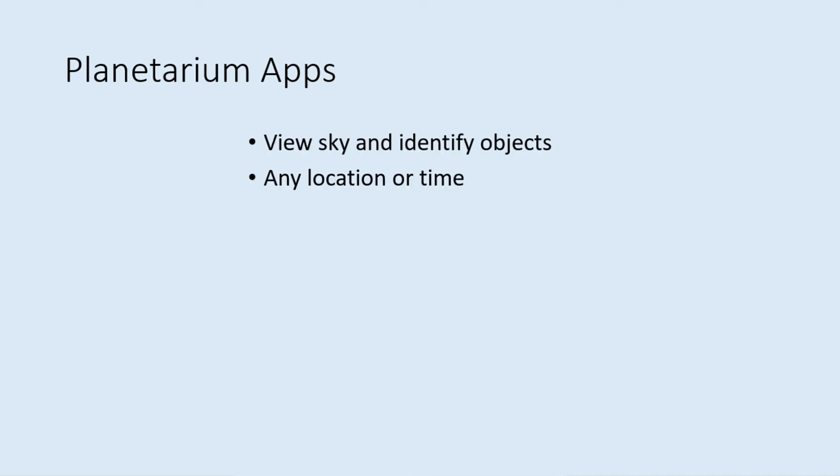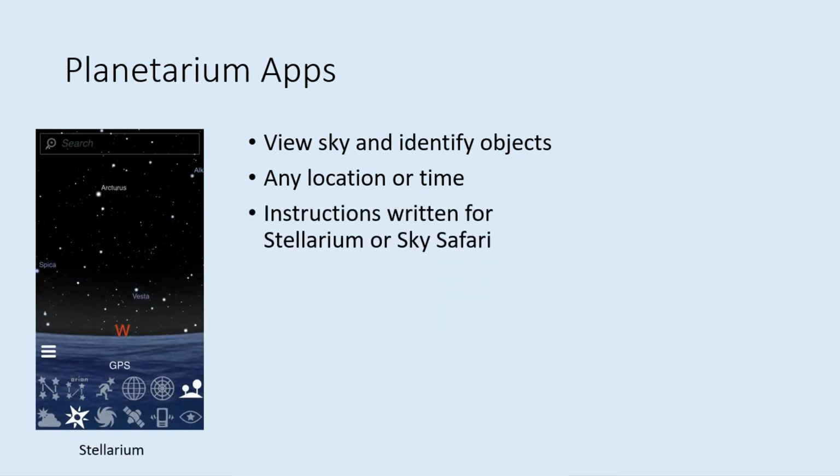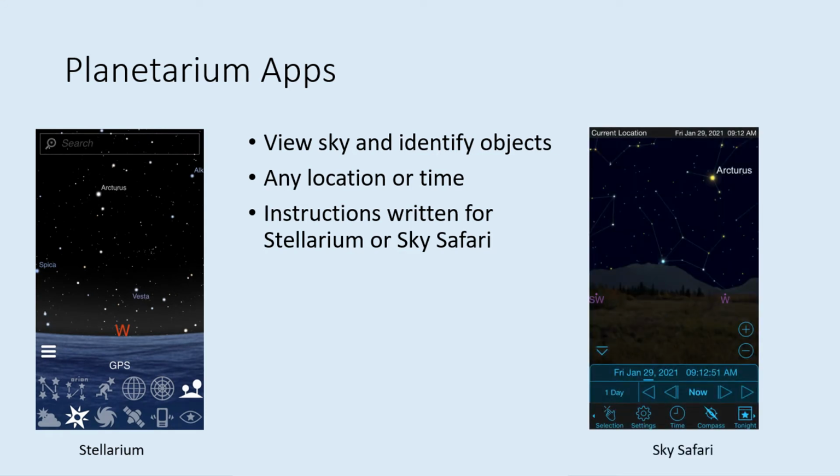Planetarium apps are programs designed to show you the sky from any location on Earth at any time in the past or future. Many of them give you views from different locations in space as well. There are several of these applications available for phones, tablets, or computers. The instructions in the lab are written for the Stellarium and Sky Safari apps, but others do the same thing. You'll just need to review the instructions with other applications to make sure they're showing you the same things.